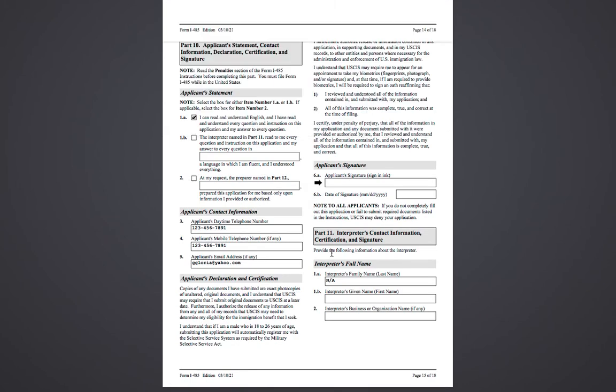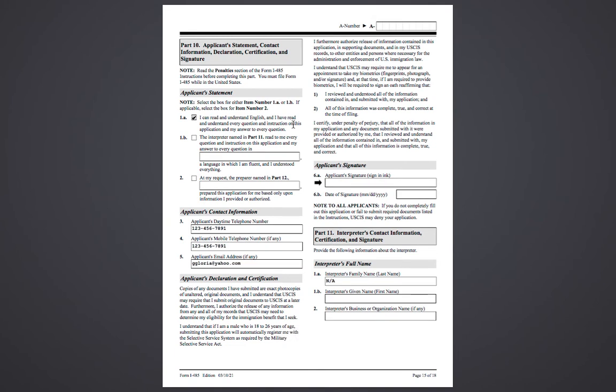Okay, forward page 15. I will just run through, guys. So if anything or any queries or you need to clarify because I ran through so quick, then you just leave your comment down below. Again, part 10 is applicant statement, contact information, declaration, certification, and signature. So you need to certify that you understand this or you fill this form with you. If so, applicant statement, that's you.